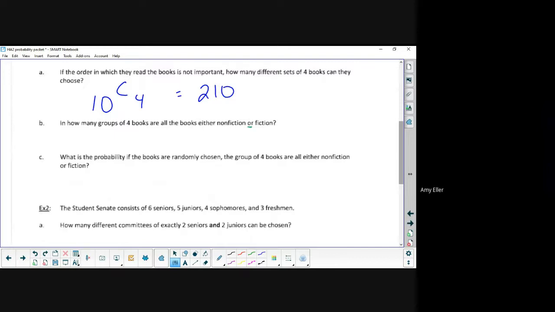So let's just talk about fiction first. How many nonfiction books are there? 5. And I want all 4 of the books that I'm picking to be nonfiction. So of the 5, I'm going to pick 4 of them. Or, meaning add, I would like all 4 books I choose to be fiction. I happen to also have 5 fiction books, and since I want the 4 to all be chosen from that section, 5 choose 4.